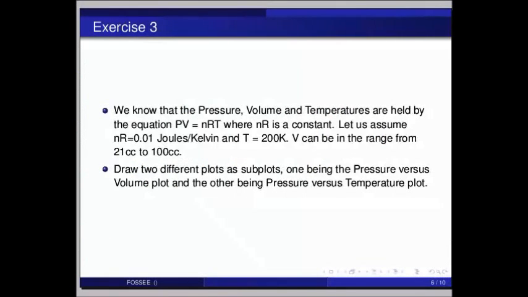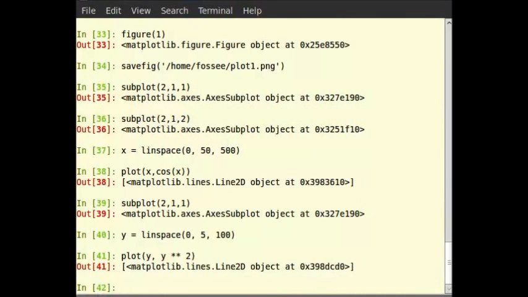We know that pressure, volume and temperature are related by the equation PV is equal to nRT, where nR is a constant. Let us assume nR is equal to 0.01 joules per Kelvin and T is equal to 200 Kelvin. Volume is in the range from 21 cc to 100 cc. Draw two different plots as subplots, one being the pressure versus volume plot and the other being the pressure versus temperature plot. Now switch to the terminal for the solution.